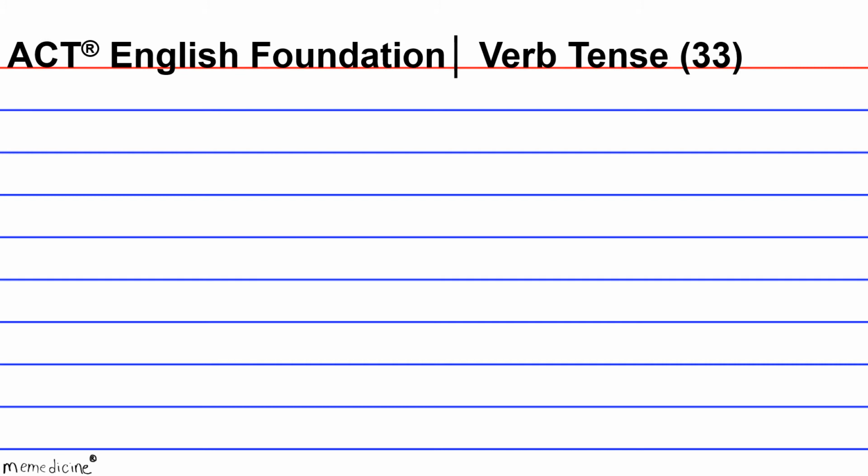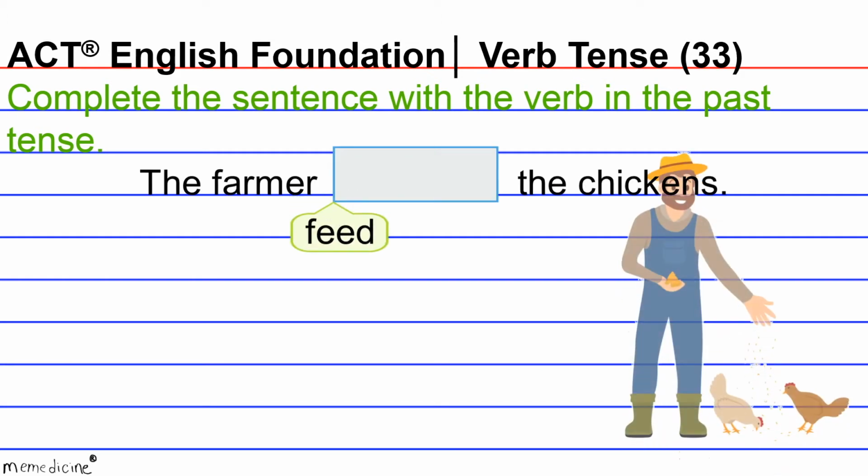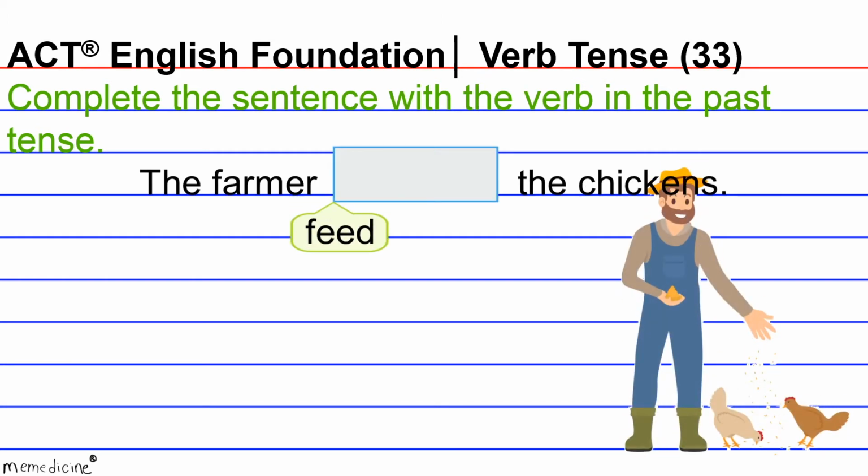ACT English Foundation, verb tense, question 33. Complete the sentence with the verb in the past tense. The farmer blanked the chickens. The task here is to shift the tense of feed to its simple past tense verb form.